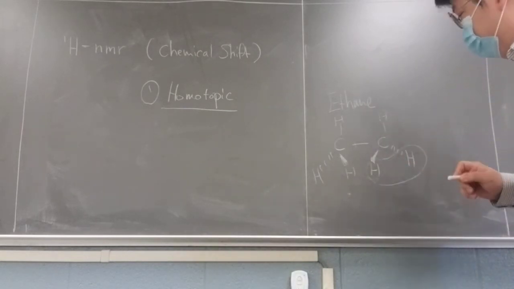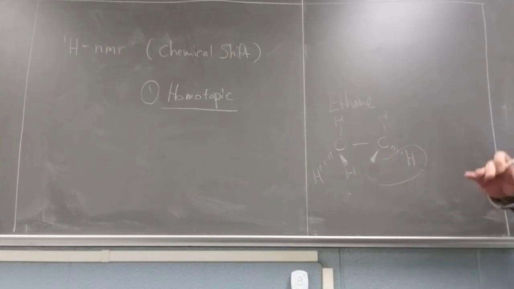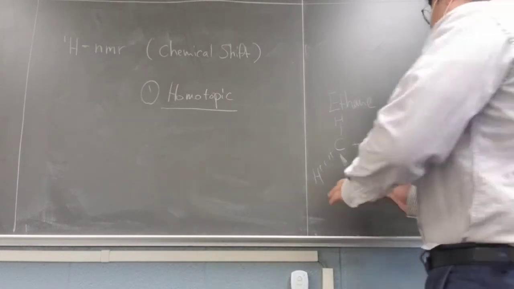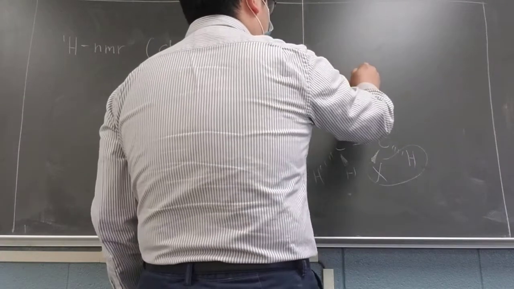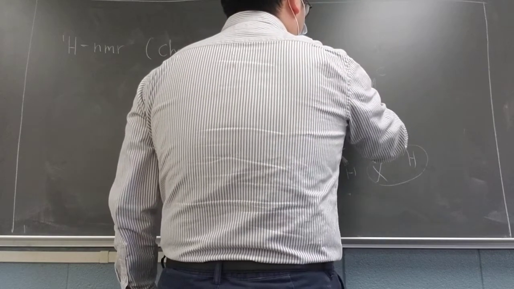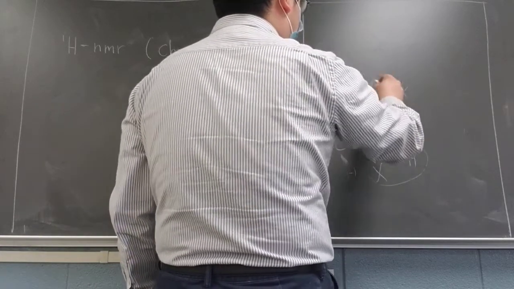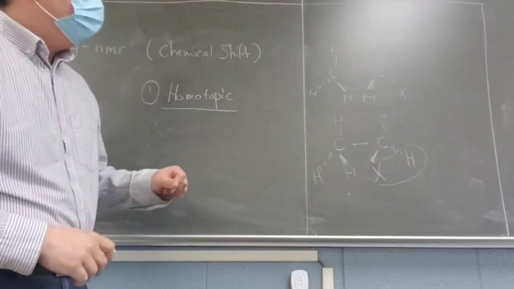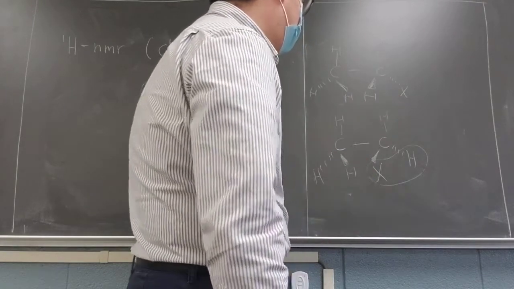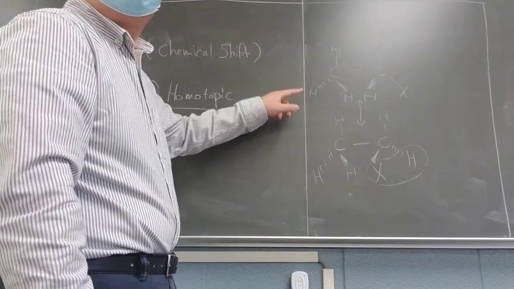One way to compare those two is to choose one of them and replace it with another element. You can choose anything, say X. So just put the X over here. Then you can choose this one, but you can also choose the other one too, so try that as well. Now I changed this hydrogen with the X, and now I change the other hydrogen with the X over here. And then the only thing you have to do is compare these two.